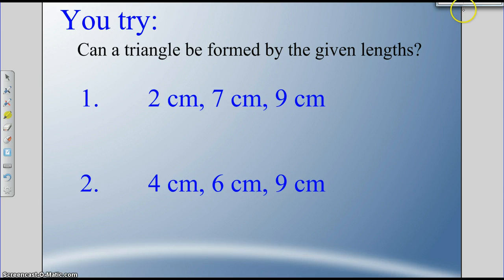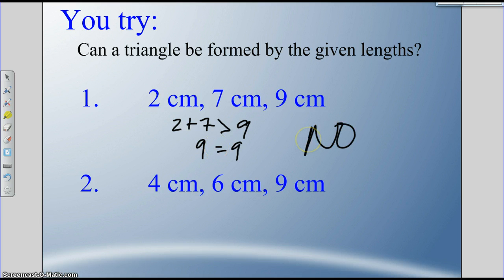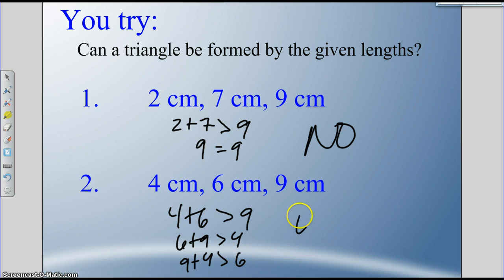Can a triangle be formed by the given lengths? 2 plus 7 is supposed to be bigger than 9. That is not bigger than 9. That's actually equal to 9. So no, this does not make a triangle. I do 4 plus 6 is supposed to be bigger than 9. That's true. 6 plus 9 is bigger than 4. That's true. And 9 plus 4 is bigger than 6. That's true. This is a yes.